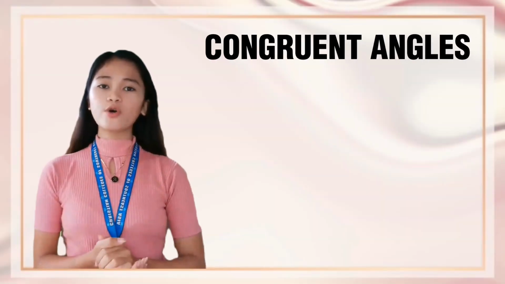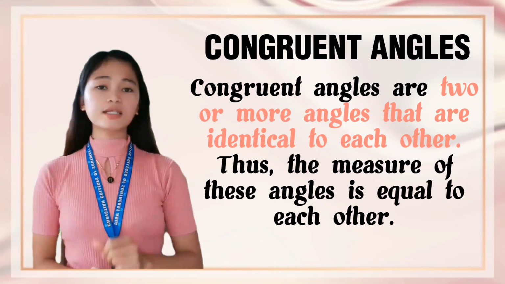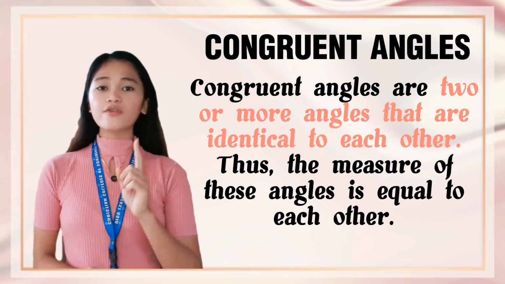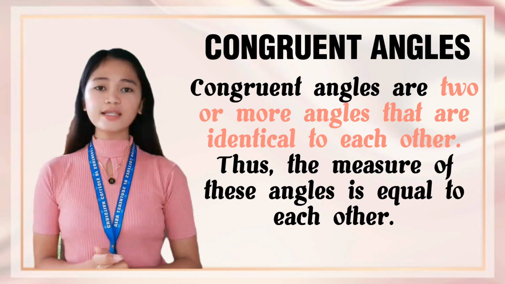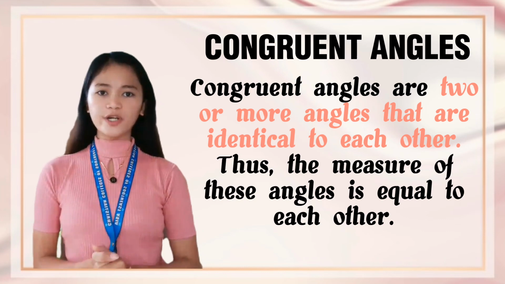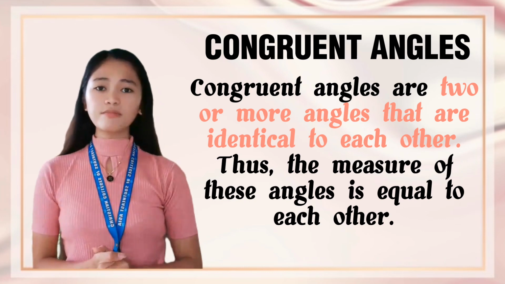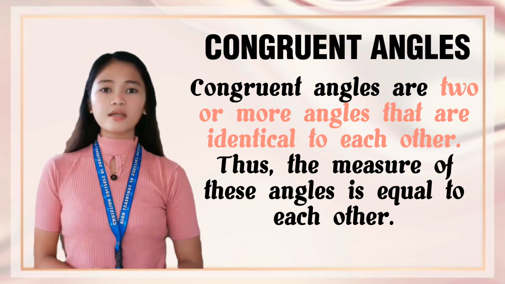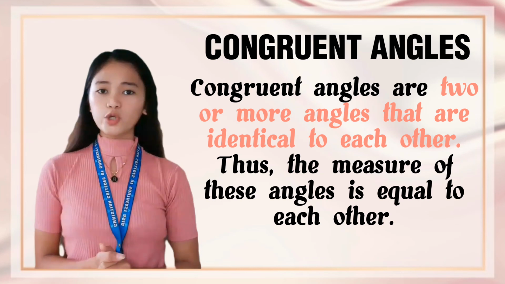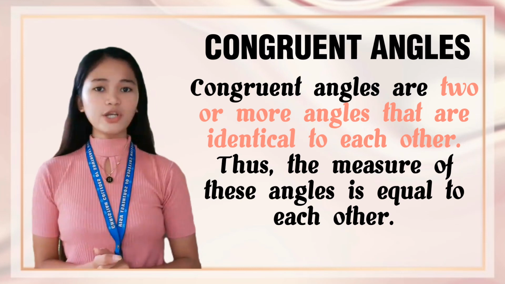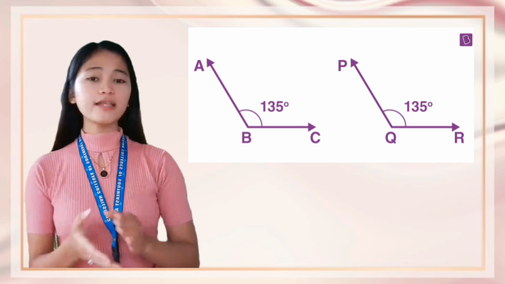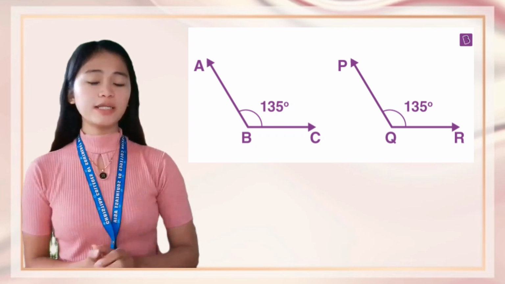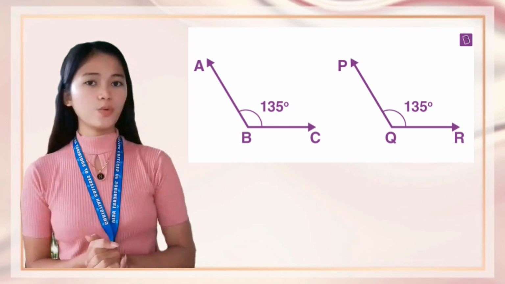What are congruent angles? Congruent angles are two or more angles that are identical to each other. Thus, the measures of these angles are equal to each other. The type of angle does not make any difference in the congruence of angles, which means they can be acute, obtuse, exterior, and interior angles. Let's look at the given figure on the screen, where angle ABC is congruent to angle PQR.